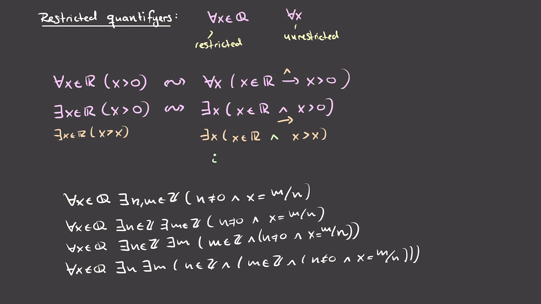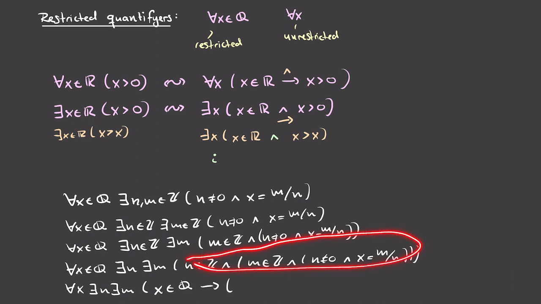And in the final step, I remove this restricted quantification using the rule for universal quantifiers. So I get for all x, there exists n, there exists m. And now I need to use the implication. So x is in Q implies, and then I need to write this entire subformula here.